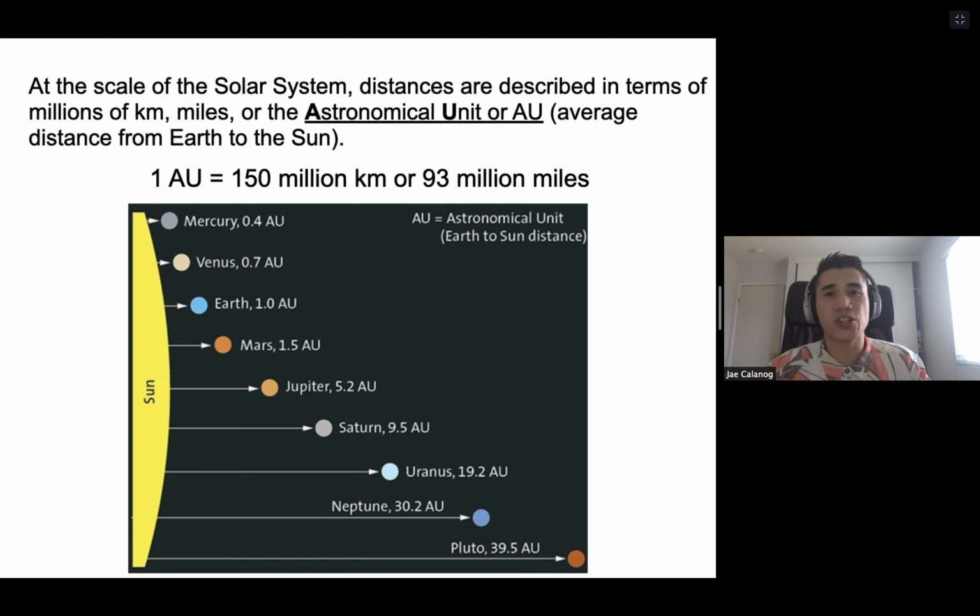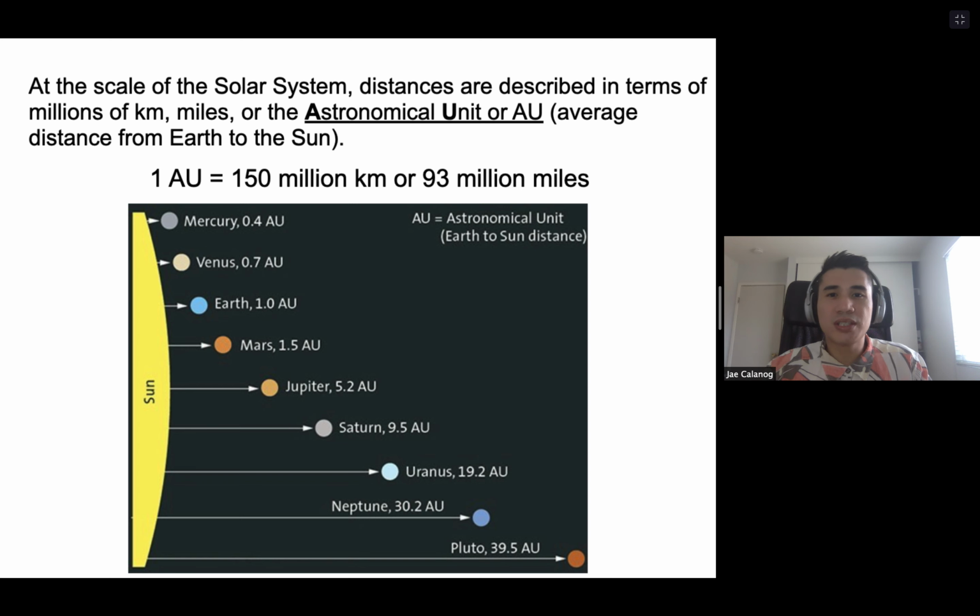And I say average because the Earth has a somewhat elliptical orbit around the Sun, so it doesn't have a consistent distance from the Sun. And so 1 AU is defined to be about 93 million miles. So the Earth is 93 million miles away from the Sun on average.